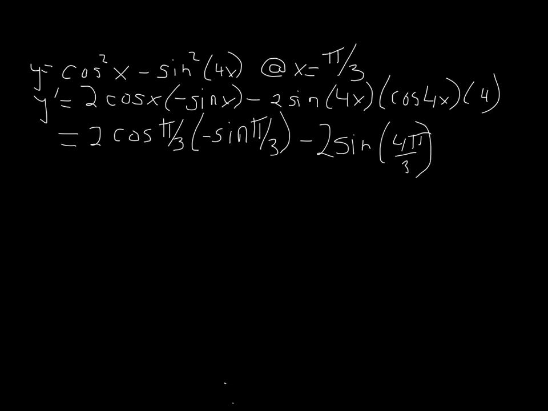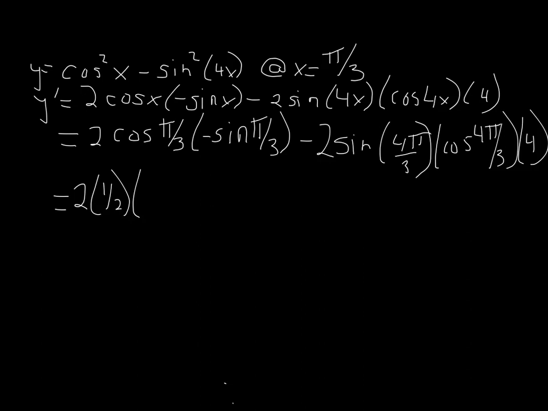See if I can fit all this in. Times the cos of 4 pi over 3, because I'm just multiplying pi over 3 by 4 for the 4x, and then times 4. Okay, so cos of pi over 3, that's a 60-degree angle. Cos is 1/2, sine is root 3 over 2 for that angle. So we're going to have 2 times 1/2 times, and then we have negative sine of pi over 3, so that's going to put it in quadrant 4, so that's going to give us negative root 3 over 2.